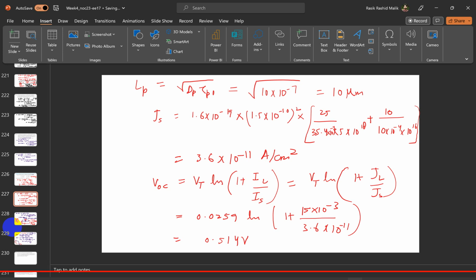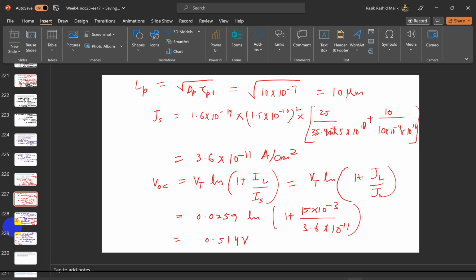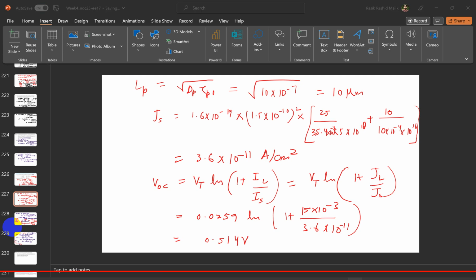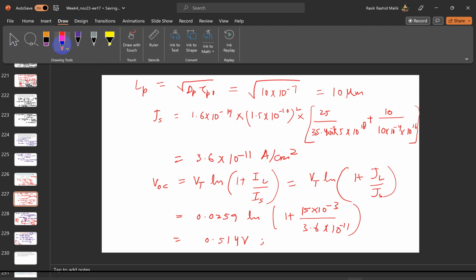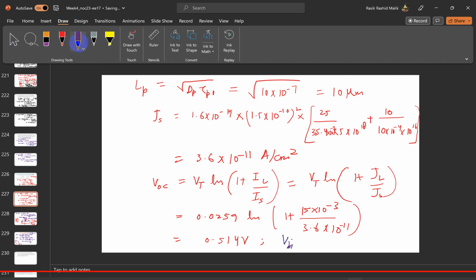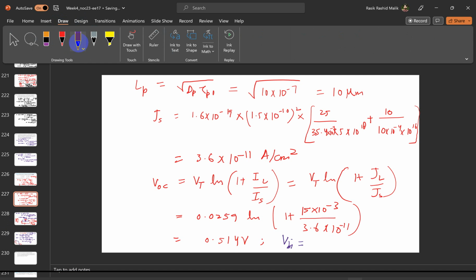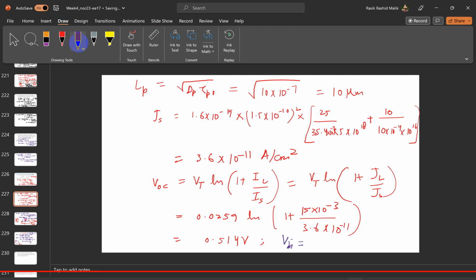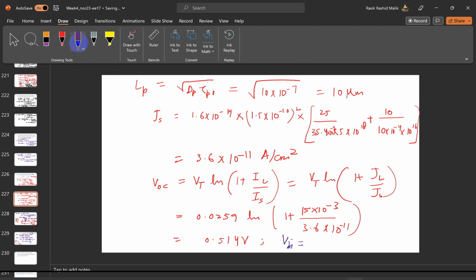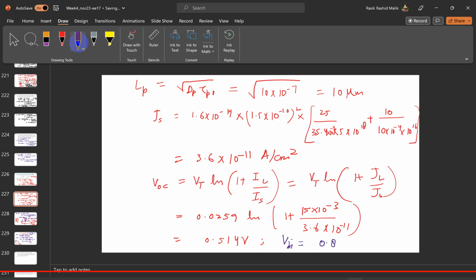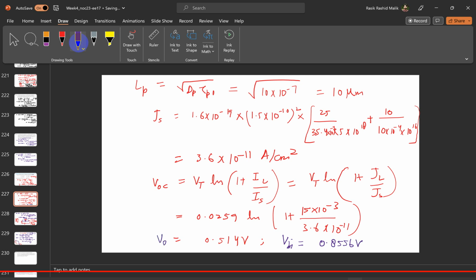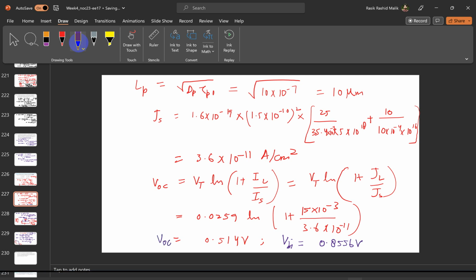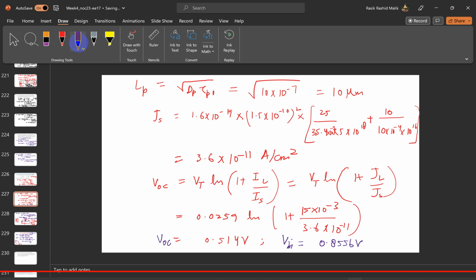So if you note, this VOC is 0.514, and for the doping levels that are given in the question, if we calculate the VBI, the barrier potential, that is Vt ln of Na Nd divided by Ni square, for this very question it is equal to 0.8556 volt. So the VOC is always less than the built-in potential barrier, that you have to note.